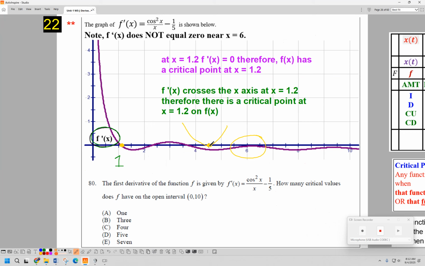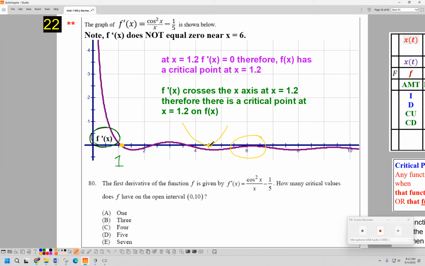Please. Let's say there was like a removable discontinuity, or let's just say there was like a hole at x equal to 6. Based on the definition of a critical point, that would be a critical point because it means that the slope is undefined at a given point. Two more. Ever hear that? Anywhere f prime is undefined, it's the definition. You look at your reference sheet. Anywhere that f prime is undefined, that is a critical point on f.